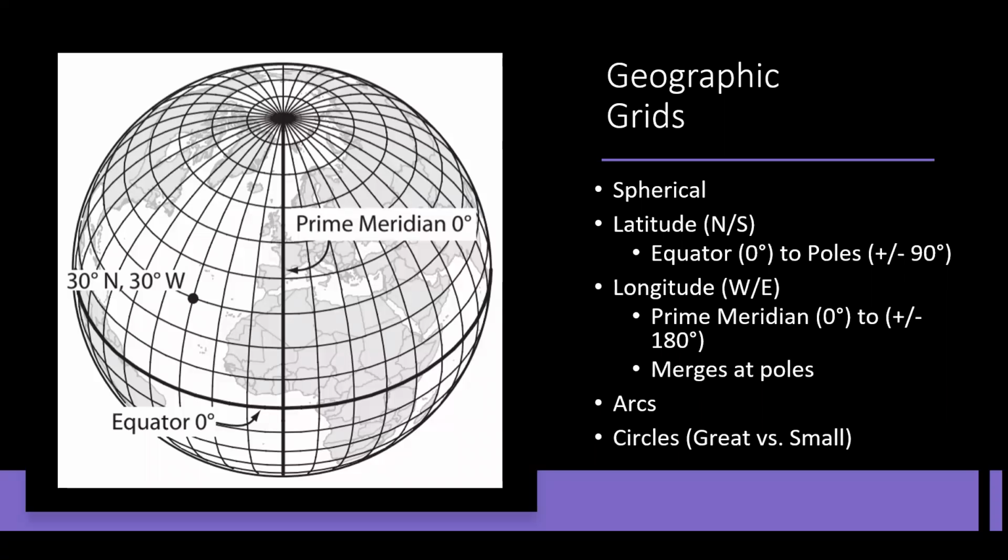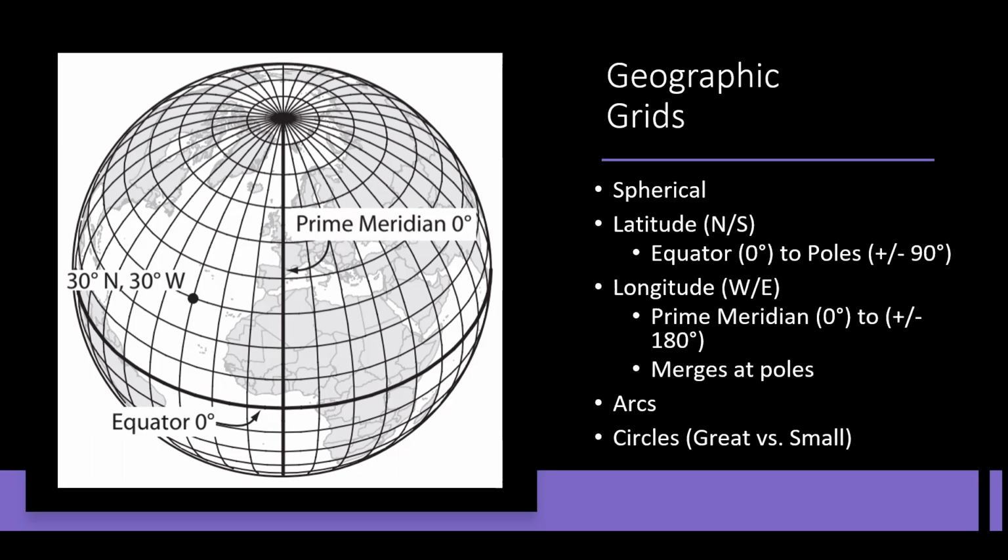Spherical grids, on the other hand, are based on spheres. They have lines of latitude and longitude, as well as a z-axis. Lines of latitude run parallel to the equator from north to south and are separated at equal distances. Starting at the equator, lines of latitude range from 0 to 90 degrees at the North Pole and 0 to negative 90 degrees at the South Pole.